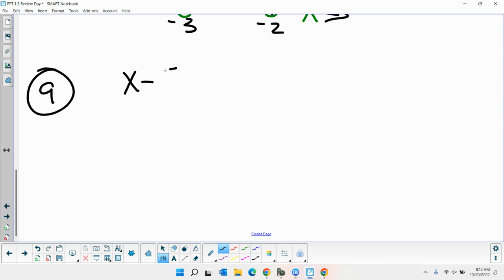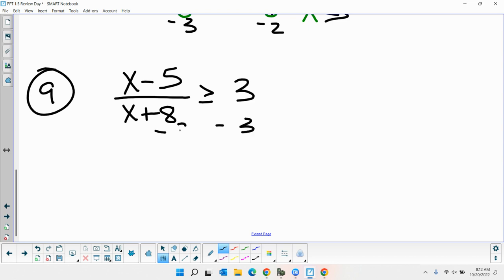So I got x minus 5 over x plus 8 greater than or equal to 3. All right. So we want it to be a single fraction and 0 on the other side. Okay. If it's already done for us, then we don't have to do that work. But this wasn't done for us. So we're going to have to subtract 3, both sides. We get this.